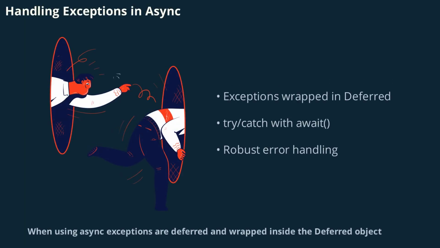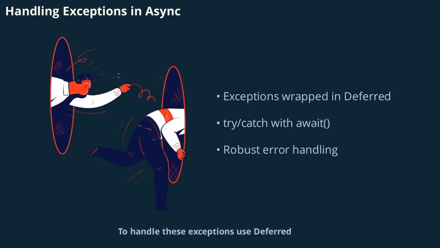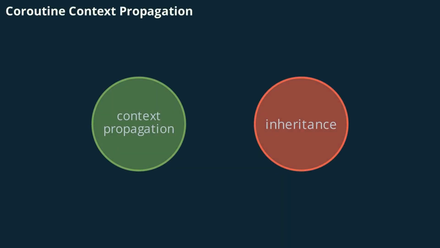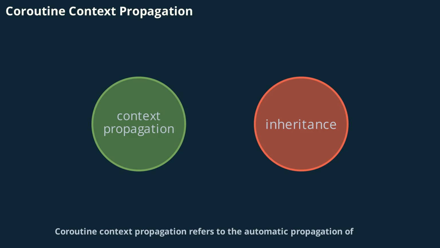When using async, exceptions are deferred and wrapped inside the Deferred object. To handle these exceptions, use deferred.await() inside a try-catch block to catch any potential exceptions and handle them accordingly, ensuring robust error management. Coroutine context propagation refers to the automatic propagation of context elements from a parent coroutine to its child coroutines.